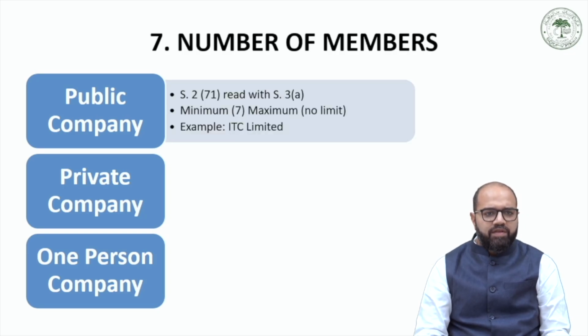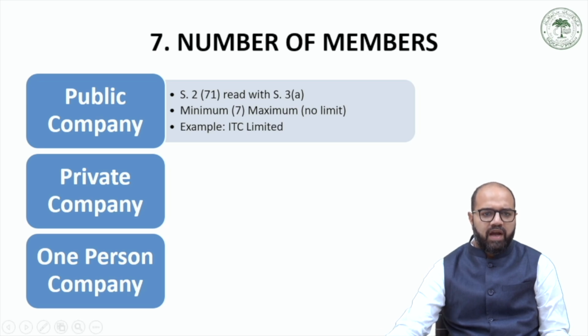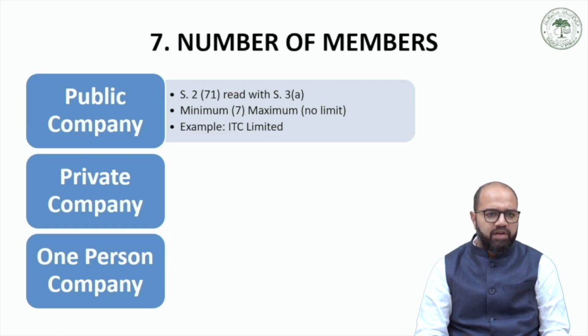A public company is defined under Section 2, Subclause 71 of the Companies Act 2013. According to this provision, a public company means a company which, Part A, is not a private company, and Part B has a minimum paid up share capital as may be prescribed. Now, as you would acknowledge, this is a very technically worded definition which does not reveal much about the meaning and features of a public company.